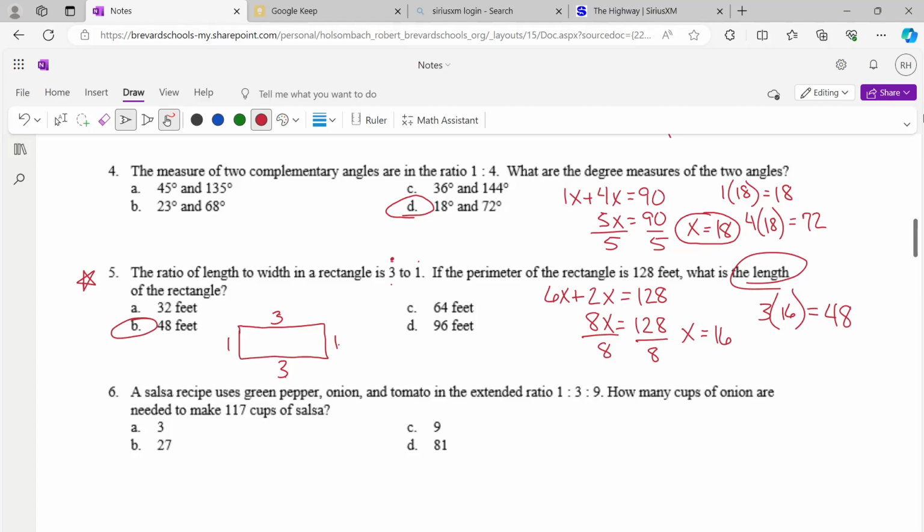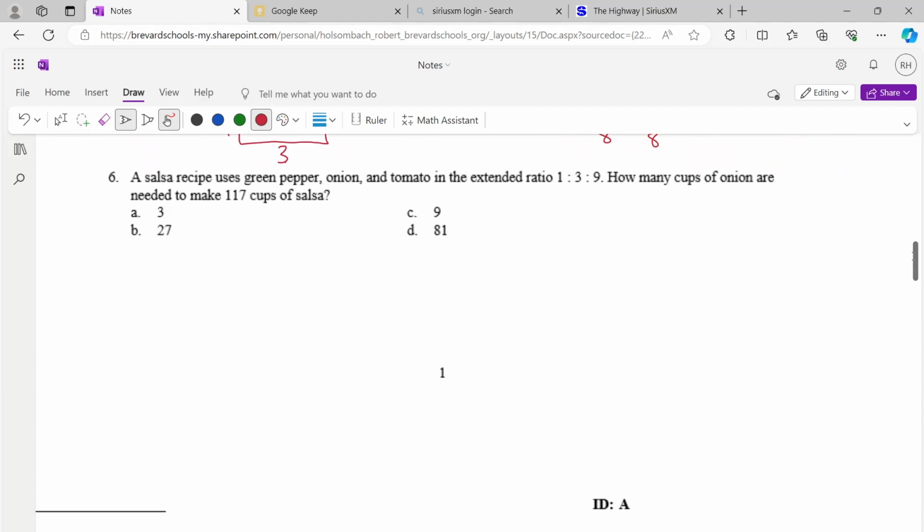Problem number 6 is just like the sides of a triangle problem, except you're dealing with a recipe. A salsa recipe uses green pepper, onion, tomato in the ratio 1:3:9. How many cups of onions are needed to make 117 cups of salsa?